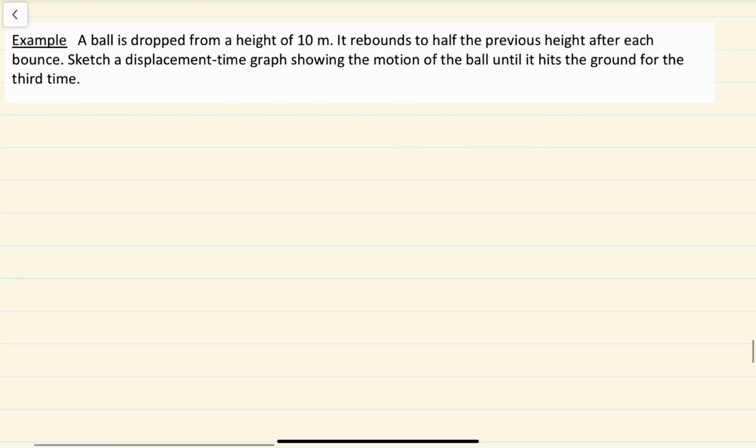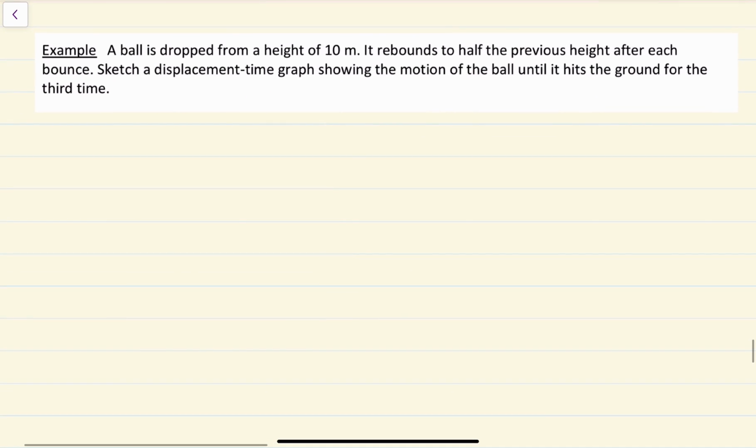Okay, right, bear with me. This next example is not nice. A lot of explanation. If there's any physics students watching, you may be disagreeing with what I'm saying. This is my simplified way of doing this. Okay, it says, example, a ball is dropped from a height of 10 meters. It rebounds to half the previous height after each bounce. Sketch the displacement time graph showing the motion of the ball until it hits the ground for the third time.